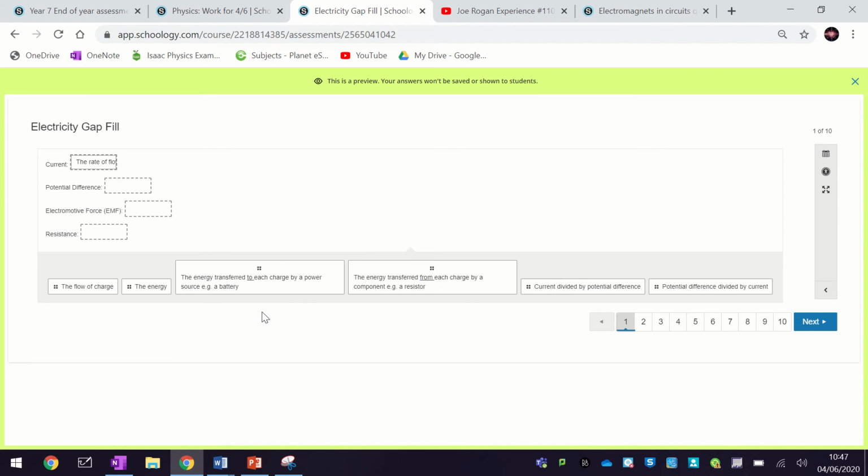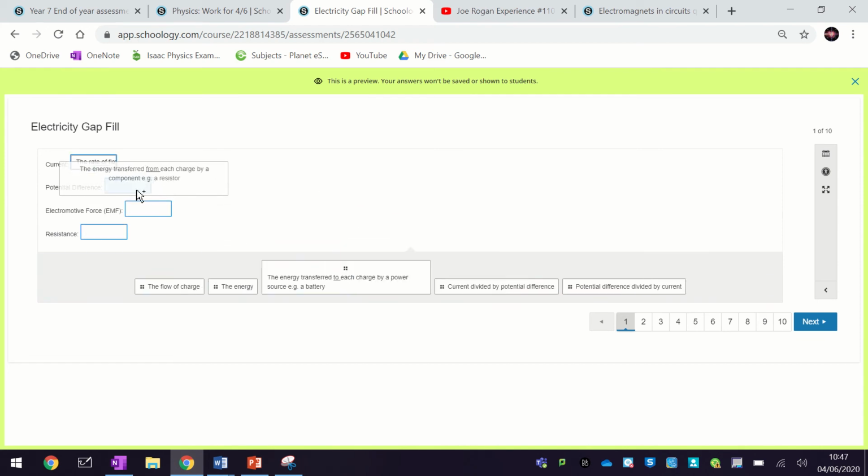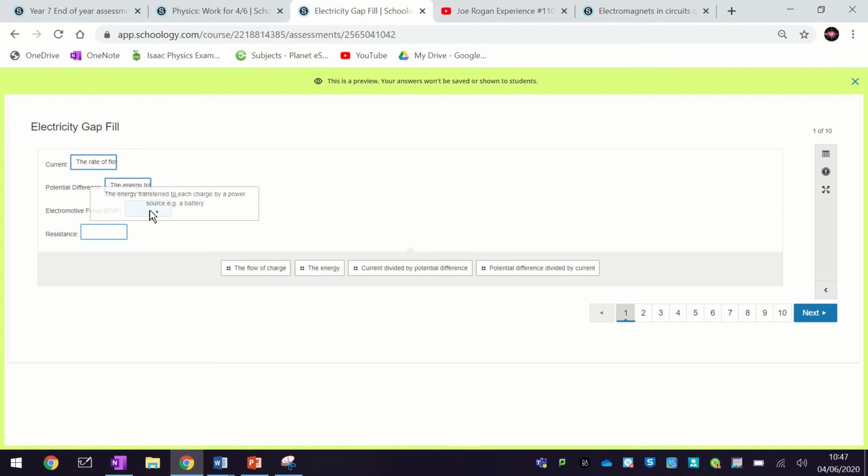So, current is the rate of flow of charge. Potential difference is the energy transferred from each charge by a power source. EMF is the energy transferred to each charge by a power source, and resistance is potential difference divided by current. You just have to know those.